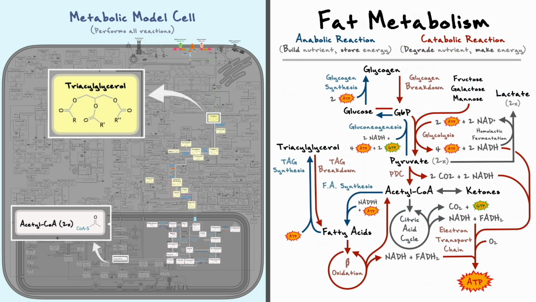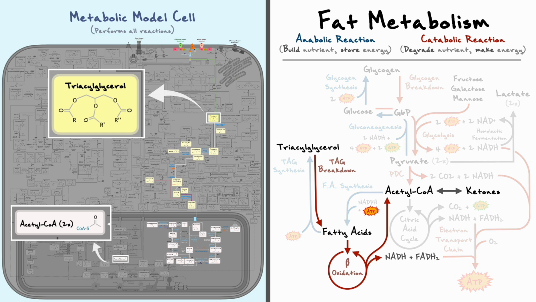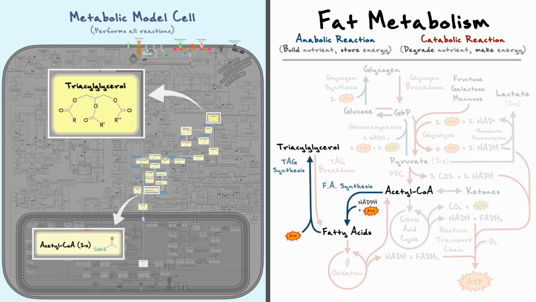Alright, back to this overview of fat metabolism, we have now covered the catabolic pathways, namely the degradation of triacylglycerols to fatty acids and the degradation of fatty acids to acetyl-CoA via beta oxidation. We also discussed the production of ketone bodies and their importance when glucose is unavailable. Now, I want to consider the anabolic side of fats. The two main pathways for this are the synthesis of fatty acids from acetyl-CoA and the production of triglycerides from fatty acids.